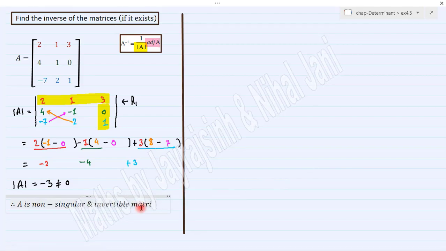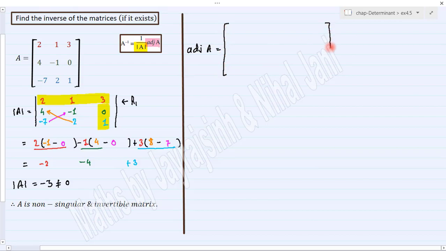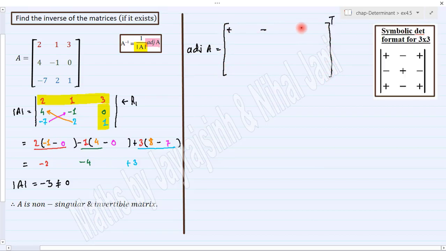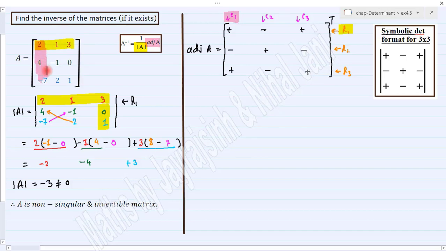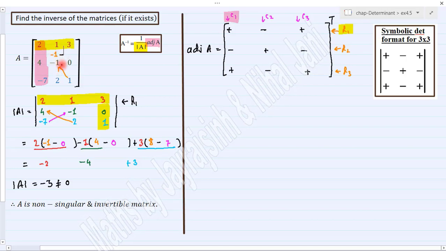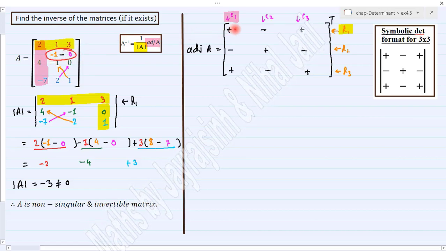So now let's try to get adjoint of A, and for that we are going to need symbolic determinant format for 3 cross 3, according to which we are going to place sign. Now we just need to get the minor of respective elements. Now let's get your first element, which is in first row and first column, and for which we have to ignore its first row and first column. So let's cross multiply. 1 multiply with minus 1 will give us minus 1 minus 2 zeros are 0. So minus 1 minus 0 will give us minus 1.